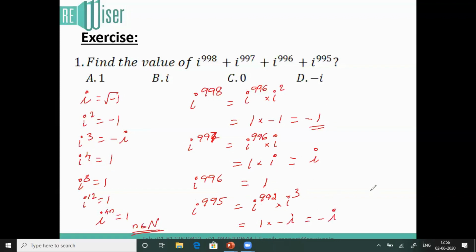If you add everything, that's going to look like -1 plus i plus 1 minus i, which is nothing but 0, which is option C. That should be the answer for this sum.